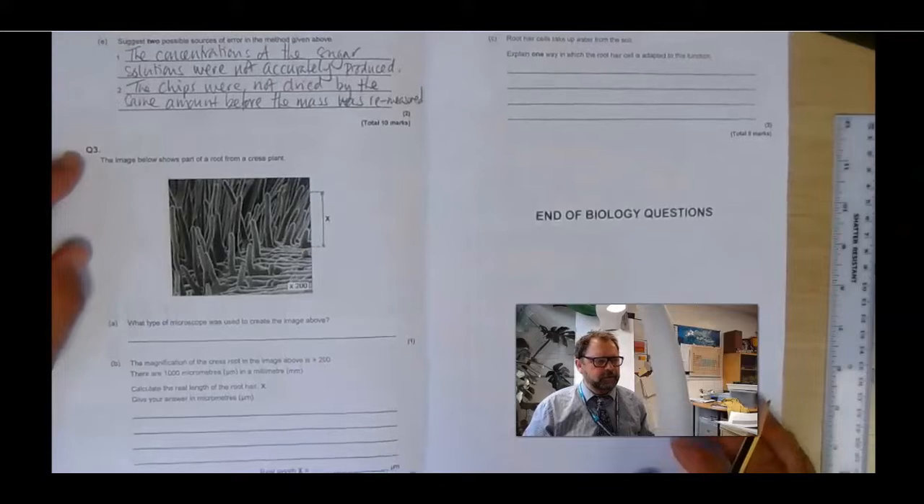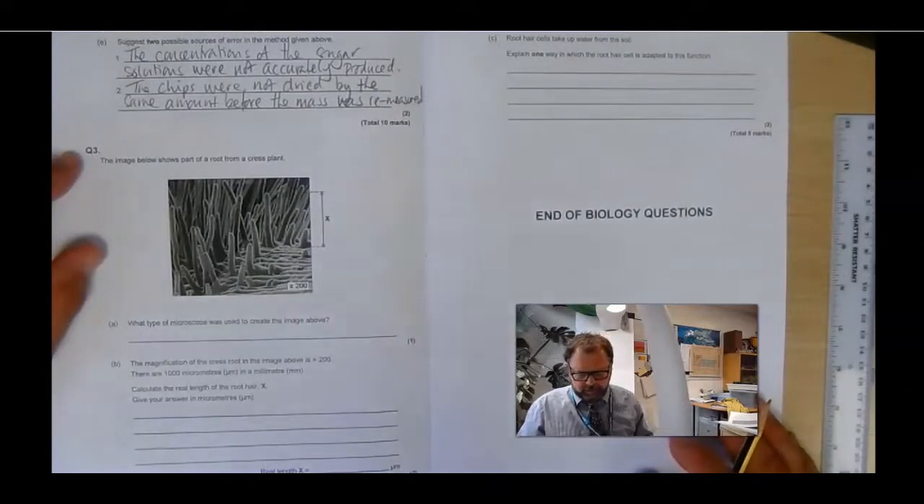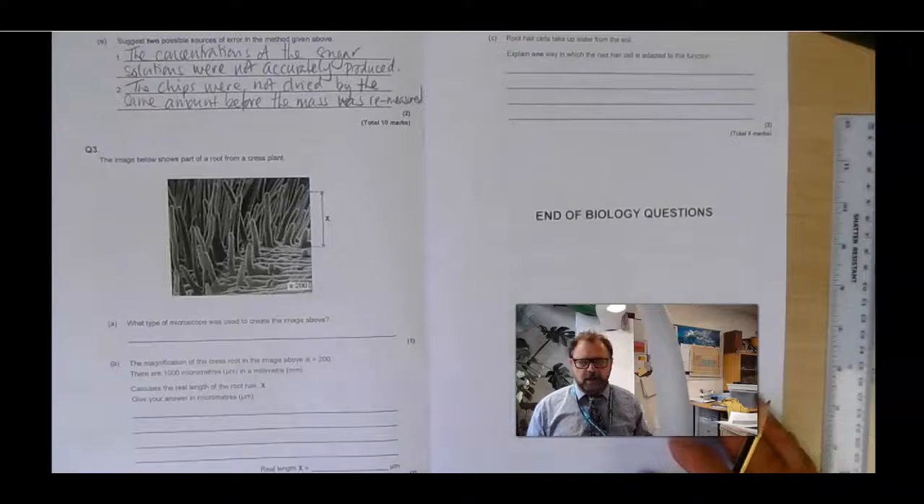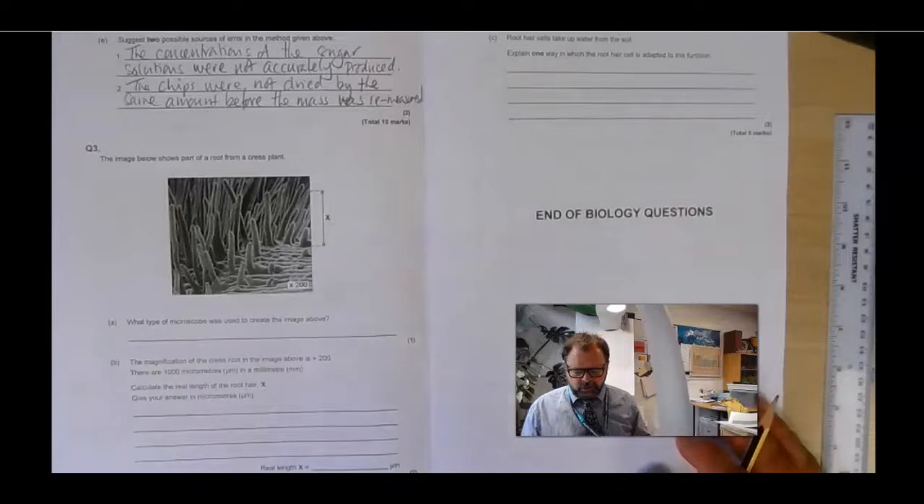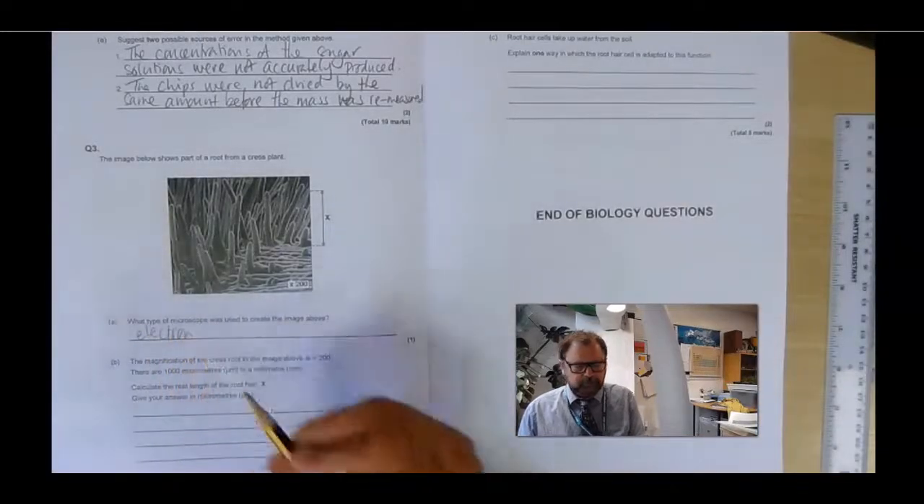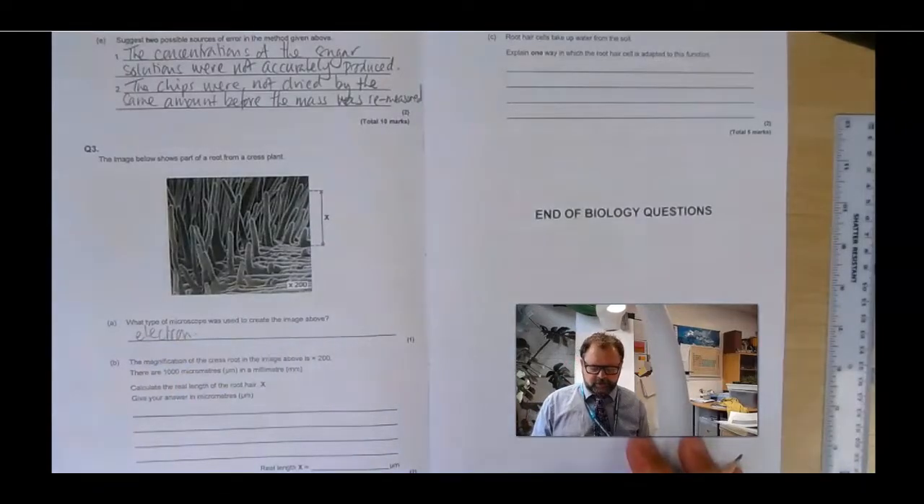Okay, the final question in the biology section of the test. We've got an image showing part of a root from a cress plant. It looks like this image is at a very detailed and very high magnification, and so the type of microscope must be an electron microscope. Remember the facts that the magnification and the resolution of electron microscopes allow us to take more detailed and more magnified images.